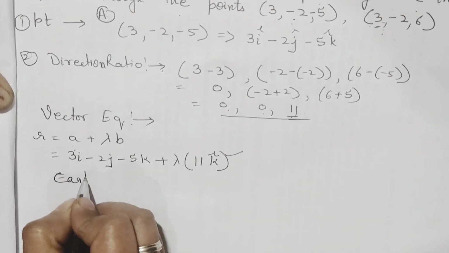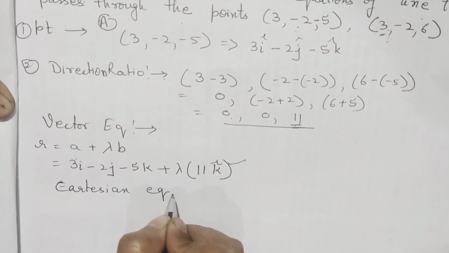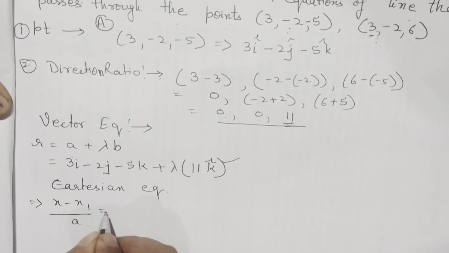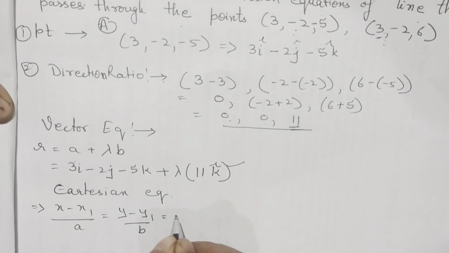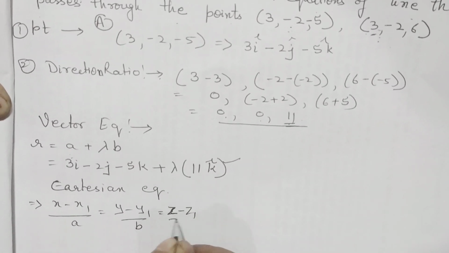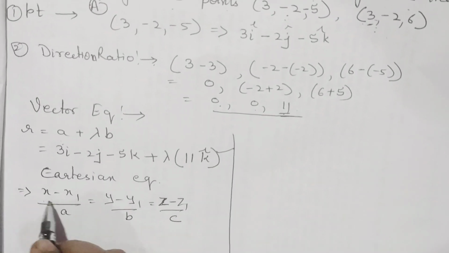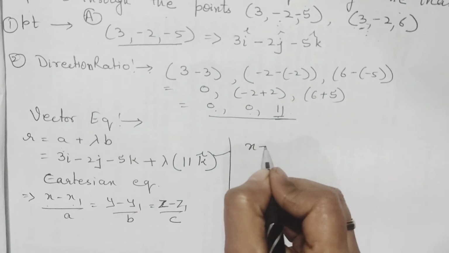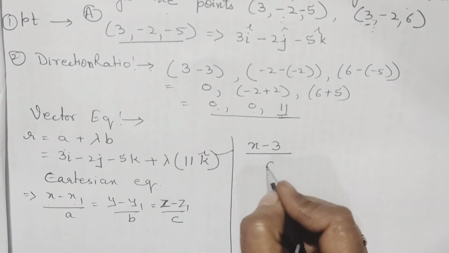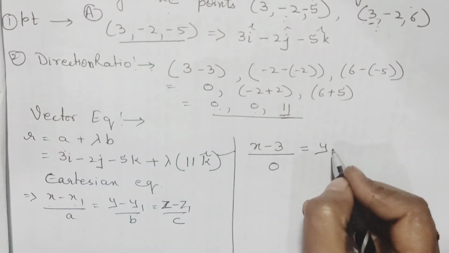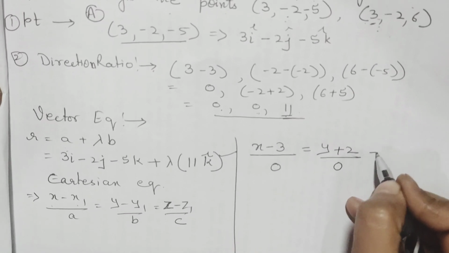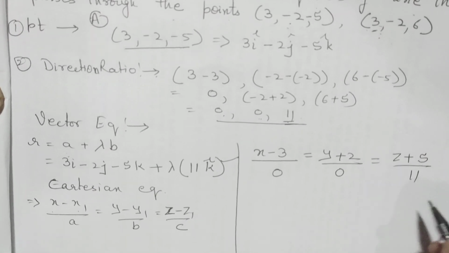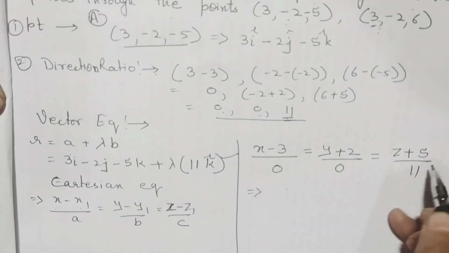Now comes the Cartesian equation. According to the format, the Cartesian equation is x minus x1 over a, y minus y1 over b, z minus z1 over c. So the points are 3, minus 2 and minus 5. It becomes x minus 3, the value of a here is 0, and y minus minus 2 is y plus 2, here it is also 0, and it is z plus 5 over 11. So ultimately, what is the equation? z plus 5 over 11.